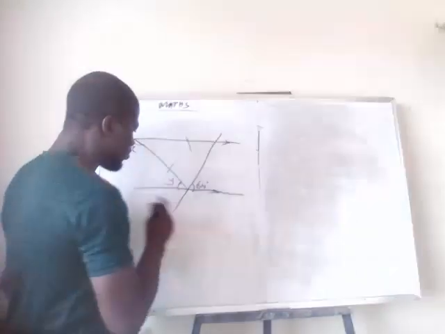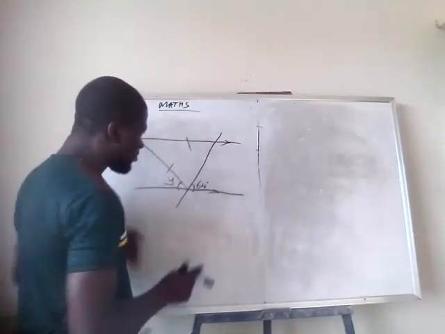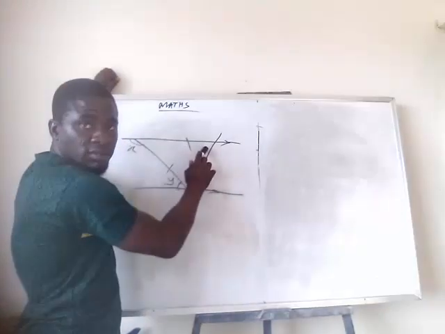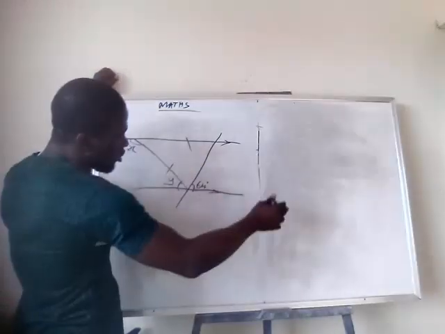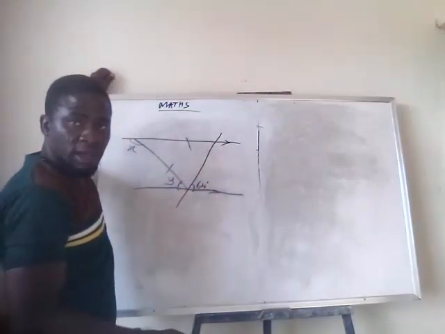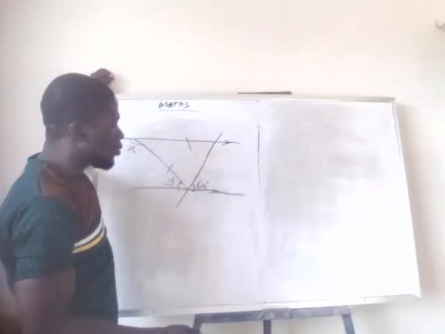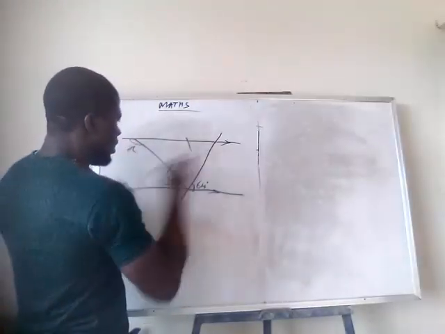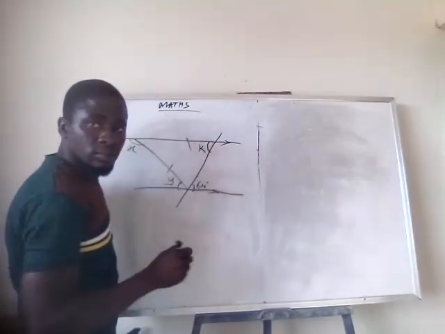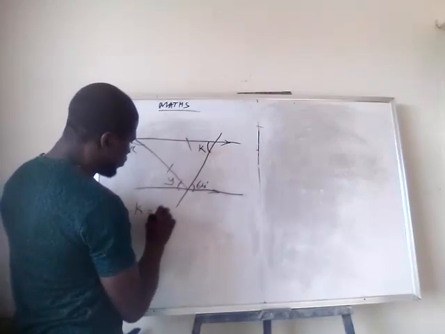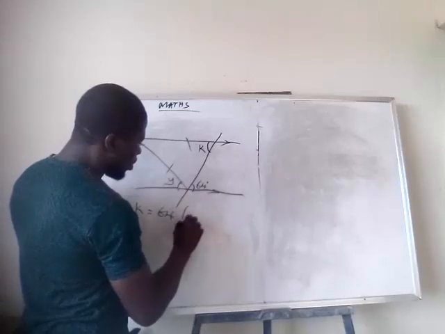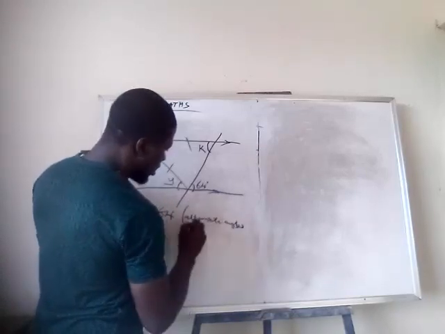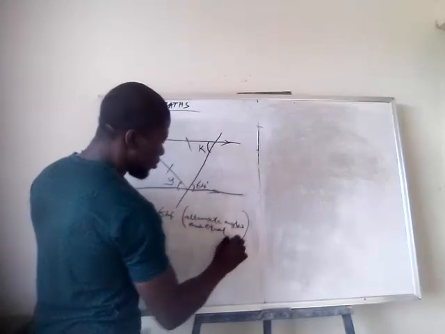So if you have to solve this now, the first thing you should have in mind is this, and an angle at this point is equal. You remember this is Z shape. Alternate angles are equal. So let's call this place K. You say that K is equal to 64 degree. Alternate angles are equal.